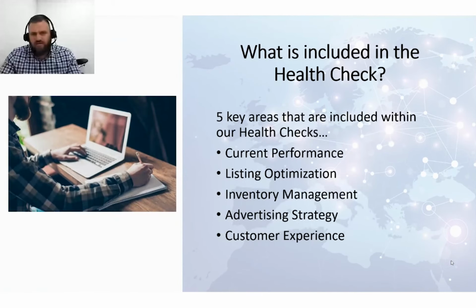So just a quick overview of what's included. There are many different areas that we look into when we're running through the account health checks. But these are the 5 key areas that we look at. So current performance is always important. The actual optimization of your listing, the inventory management, which we'll talk about in more detail in a second, your advertising strategy, and the overall customer experience as well.